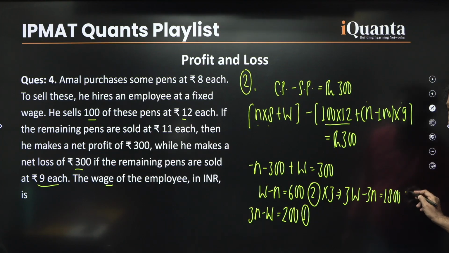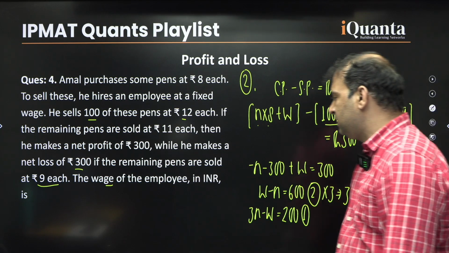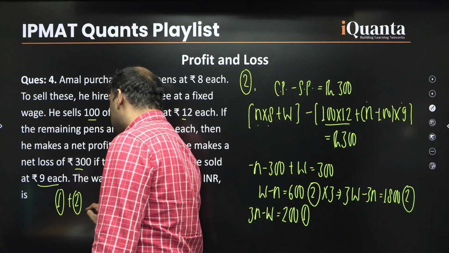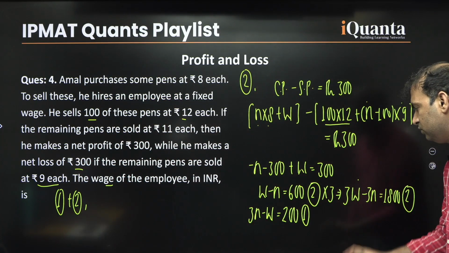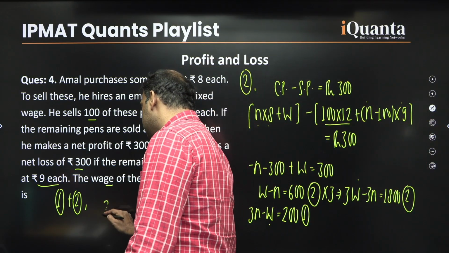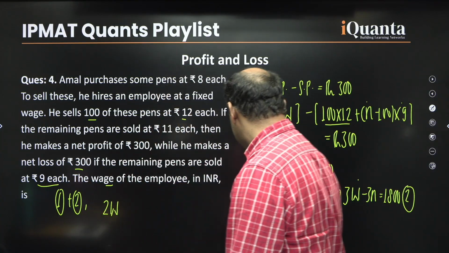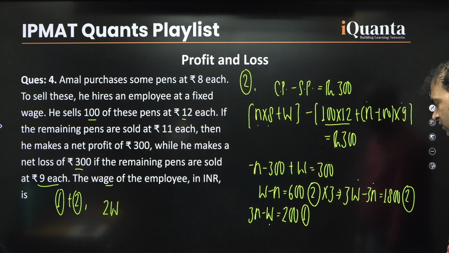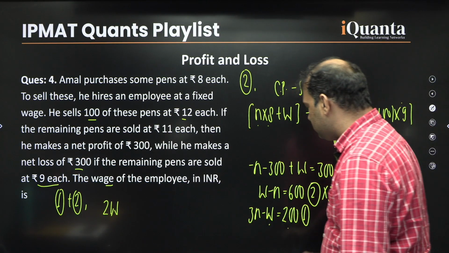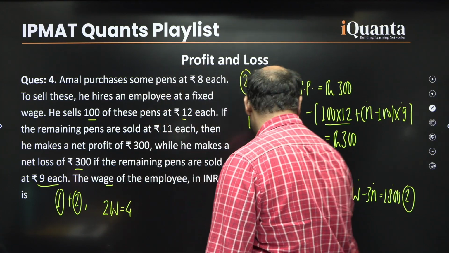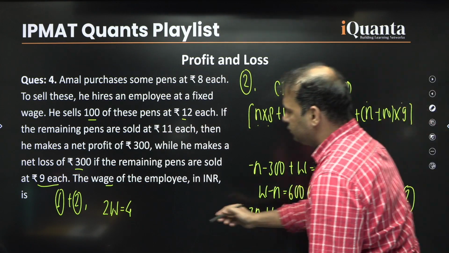So this is the second equation. Now we can add these two equations, equation 1 plus equation number 2. What shall we get, guys? See, 3W minus W is 2W only, right? And then 3n minus 3n will be cancelled out, 0. And the right hand side is 1800 plus 200, sorry, 2000.